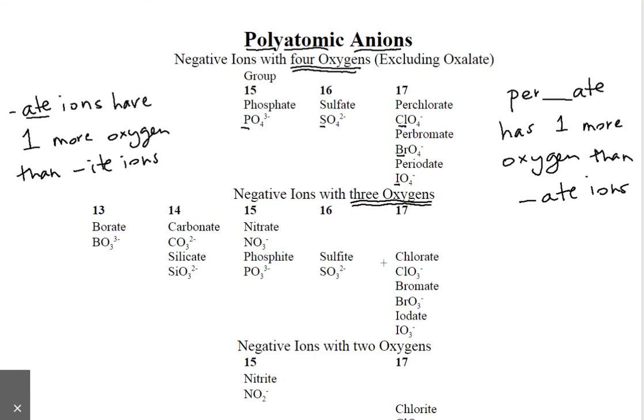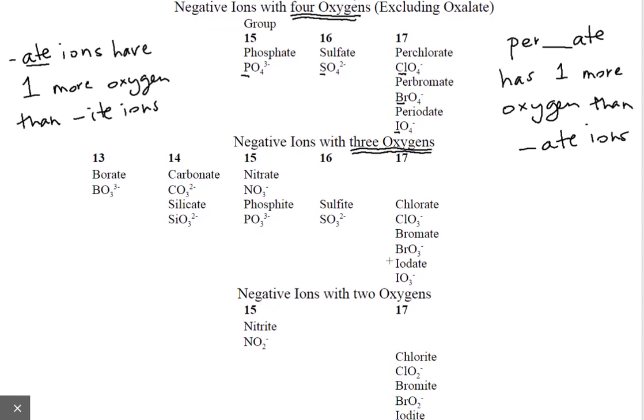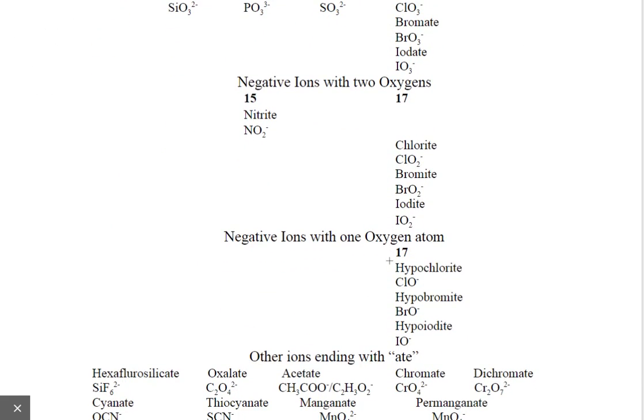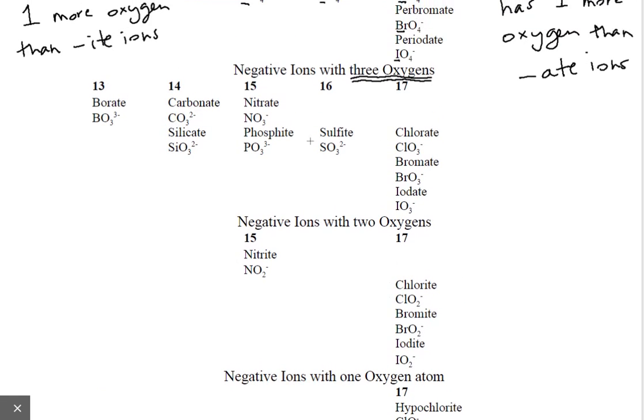Okay, and then scrolling down, these are ions that have 2 oxygens only. So I have nitrite, which is NO2, compared to nitrate up above, which had 3 oxygens. Nitrite is NO2-. Okay, so the charge stays the same and you're just going down by 1 oxygen because ATE has one more oxygen than ITE. Okay, chlorite is ClO2. So from chlorate to chlorite, you lose an oxygen. Same with bromite and iodite. Okay, so those are not too hard.